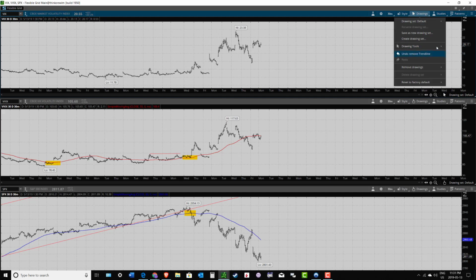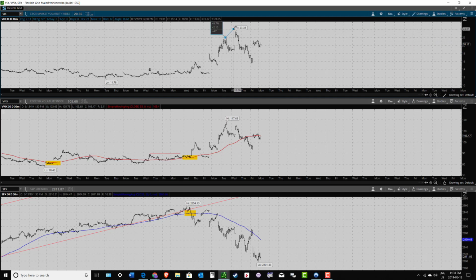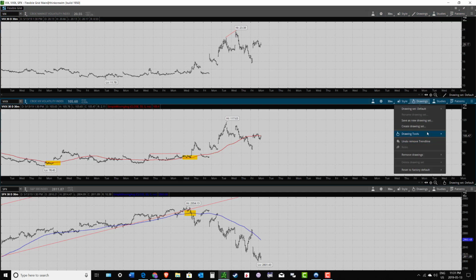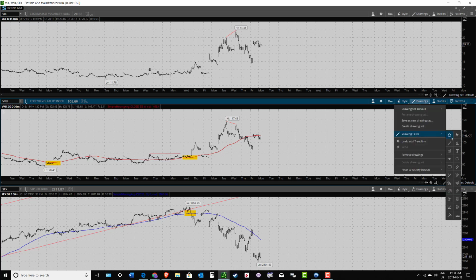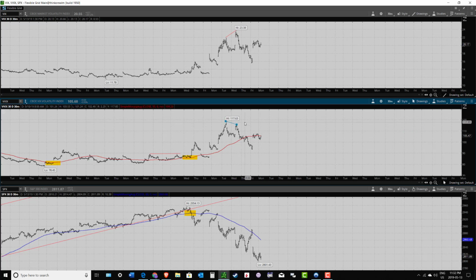So I'll point out a couple things. We look for a divergence between VIX and VVIX. Here VIX made a higher high, but at the same time, VVIX made a lower high. So that showed a divergence between VIX and VVIX. Basically VVIX not confirming the continued strength in VIX. So there was that.